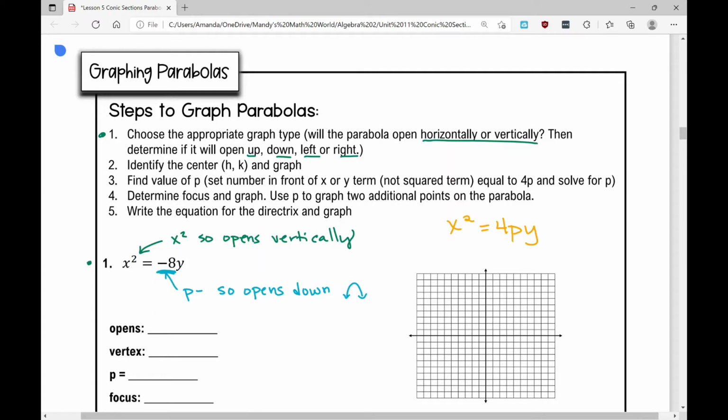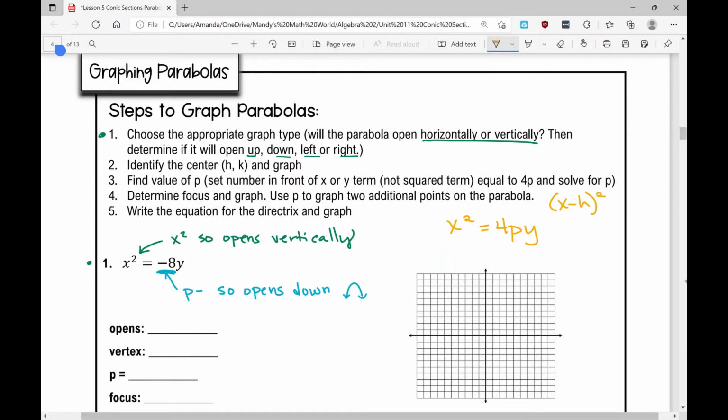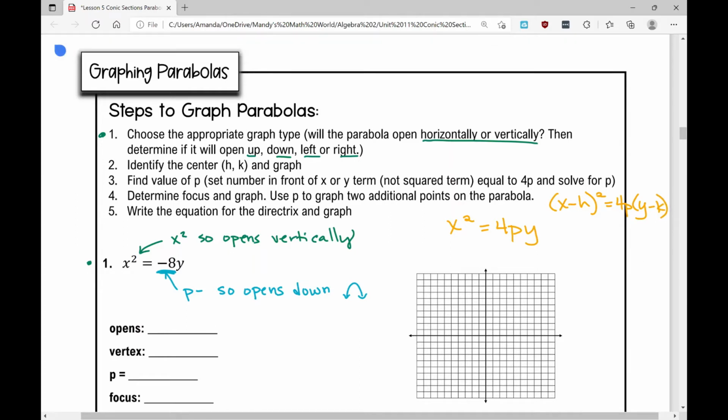And obviously, if I want to do any kind of translations, I'm going to have, in parentheses, x minus h squared equals 4p times y minus k, and my vertex is going to be at (h, k). So let's see what we got here. I know that it opens vertically, and I know it opens down.